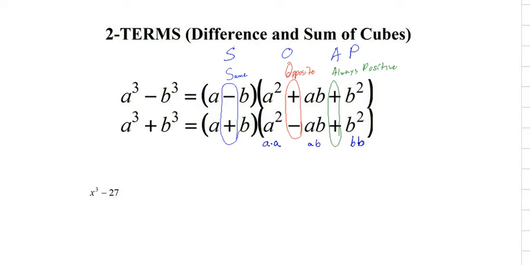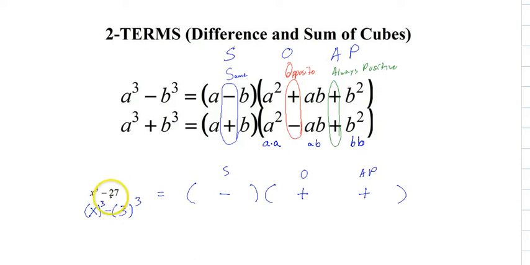So let's try one. So we already know that this one is a minus, so it's going to look like this. Same, opposite, always positive. So now it's set up. Now what we have to do is find out what's being cubed. So if we put a parenthesis with a cube, and a parenthesis with a cube, then we know this is an x, because x cubed, and that would have to be a 3.